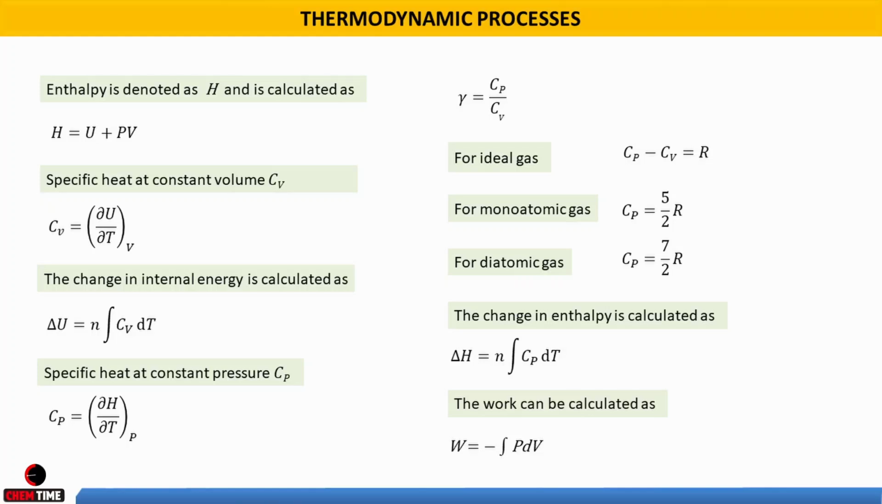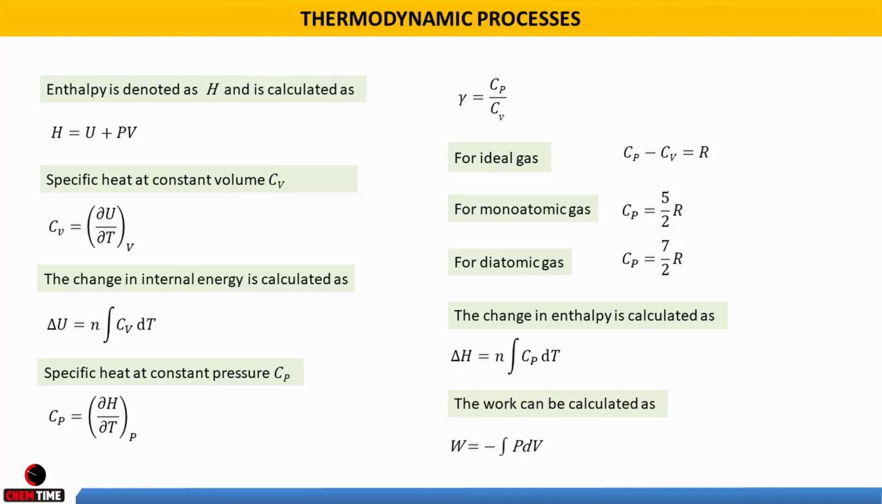In the presentation, a parameter called enthalpy is defined and is calculated as U plus PV. And we also define specific heat at constant volume and specific heat at constant pressure for a gas. The specific heat at constant volume is denoted as Cv and is given by dou U by dou T at constant volume, that is, a differential change in internal energy for a differential change in temperature at constant volume.